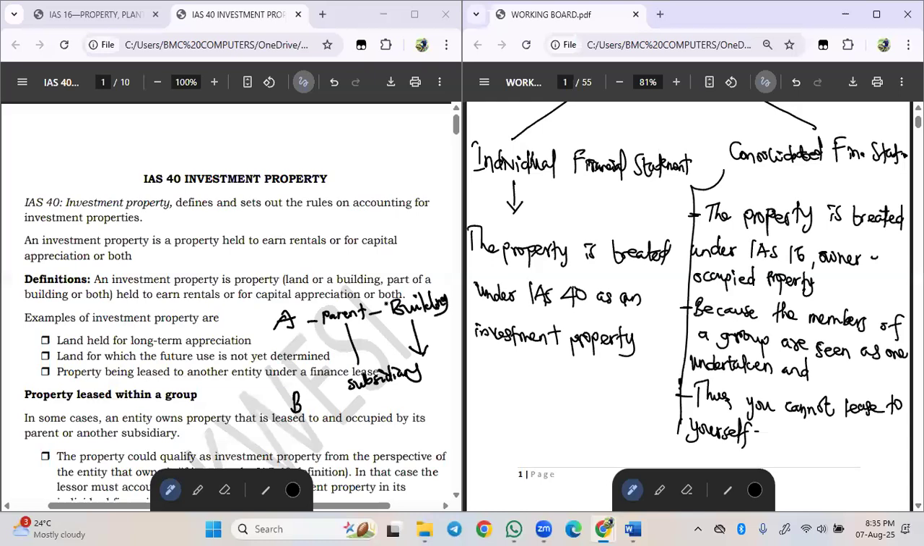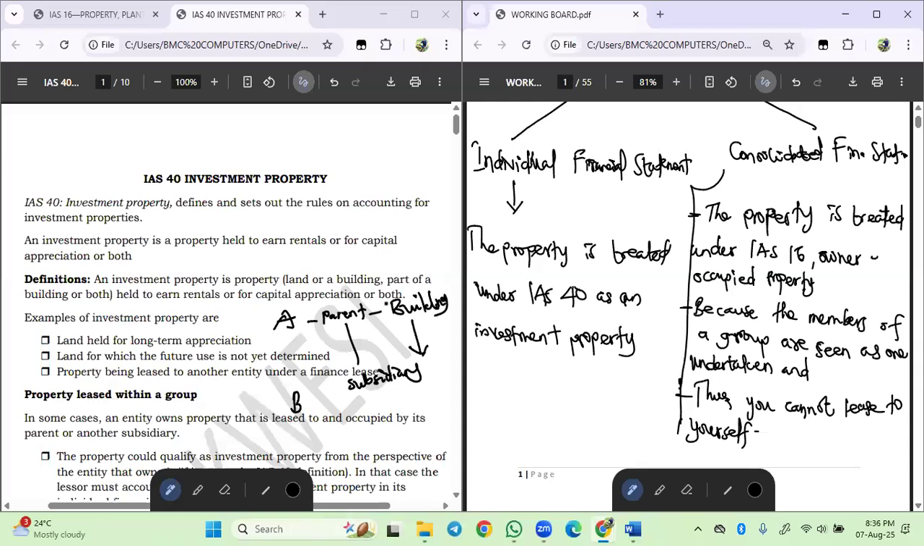Okay, so that particular property, the owner-occupied property, you acquire mainly for production. Can you come again? So I was saying that the owner-occupied property is a land or building or part of a building or both, that has been acquired mainly for the production of goods and services and also for administrative purposes. That is the owner-occupied property.